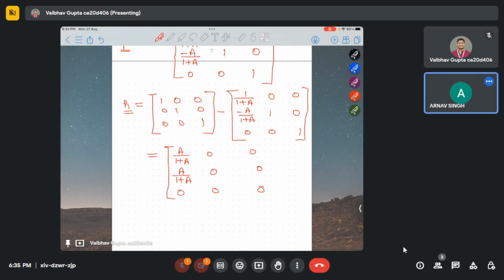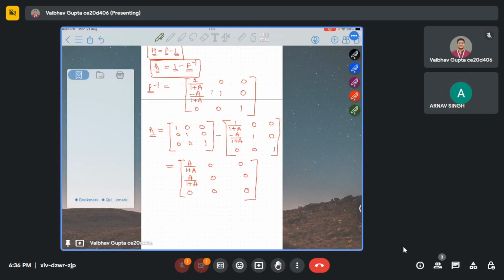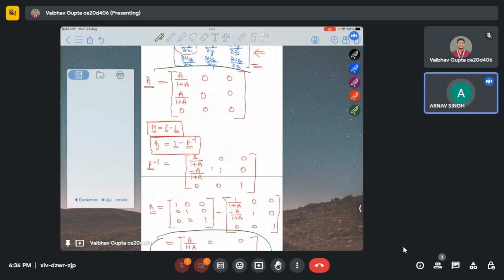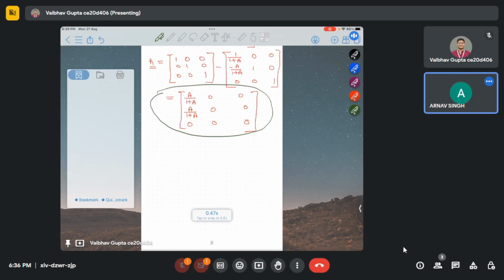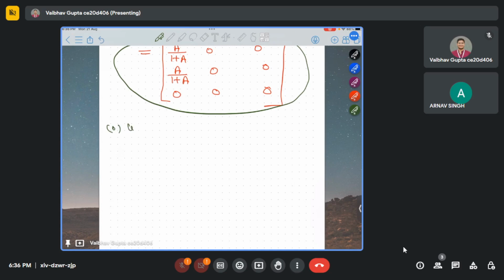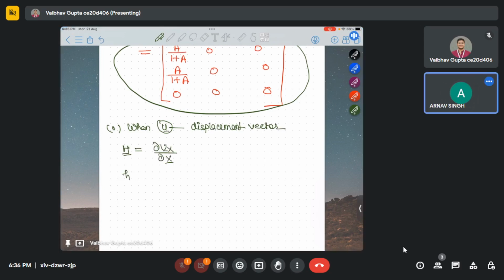Is that a? Yes sir. So you can see this h and this h both are same. So I'll write two statements. When u is given, u meaning the displacement vector, capital H is equal to dou u by dou capital X, and small h is equal to dou u by dou small x.